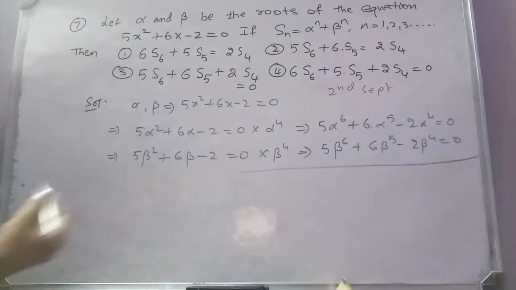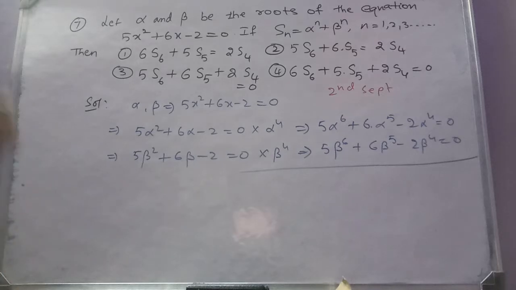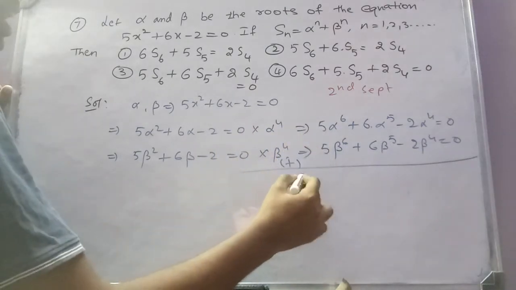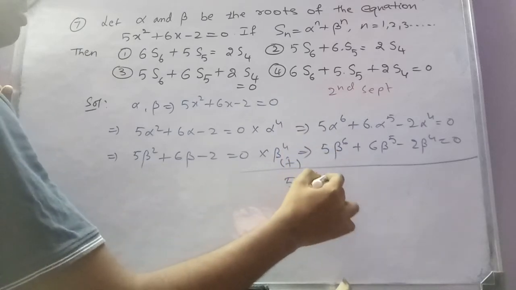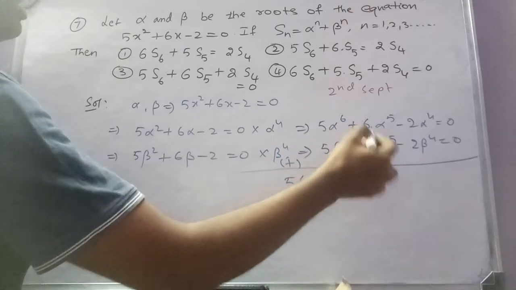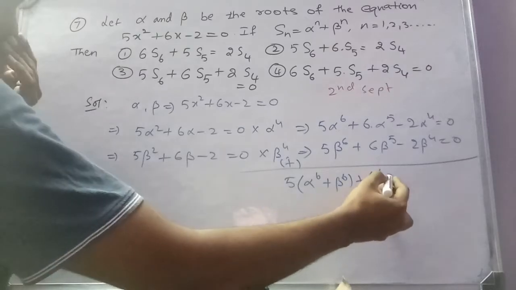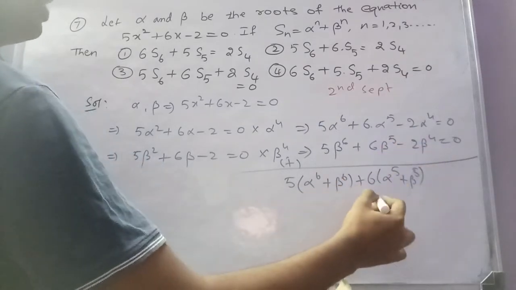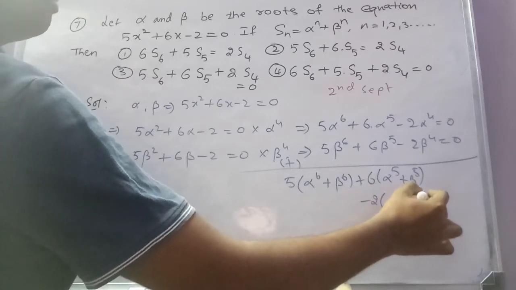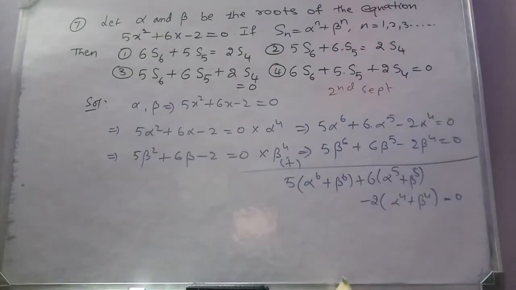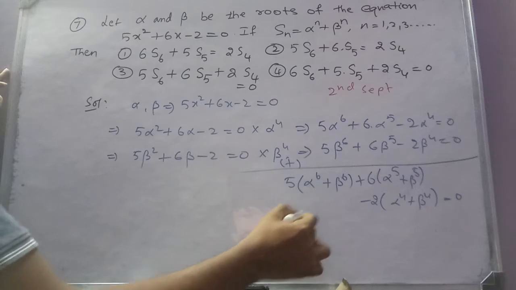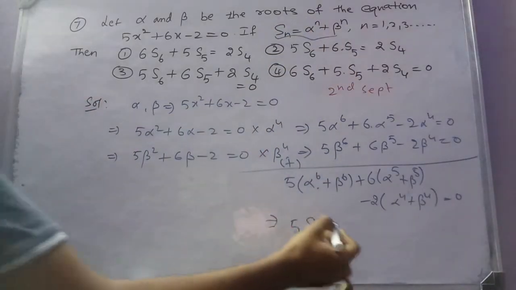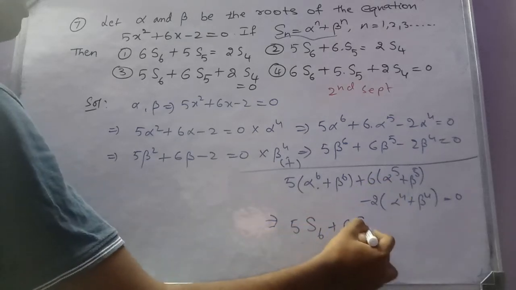Now within one step we will get our answer. What is it? Add these two. So if I take 5 common, alpha power 6 plus beta power 6. And 6 here if you take common, alpha power 5 plus beta power 5. And then minus 2 if you take common, alpha power 4 plus beta power 4 equal to 0. So therefore 5 times this is S6 according to this, and then plus 6 times this is S5.